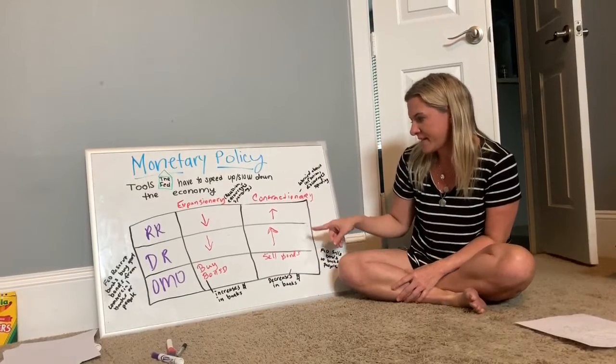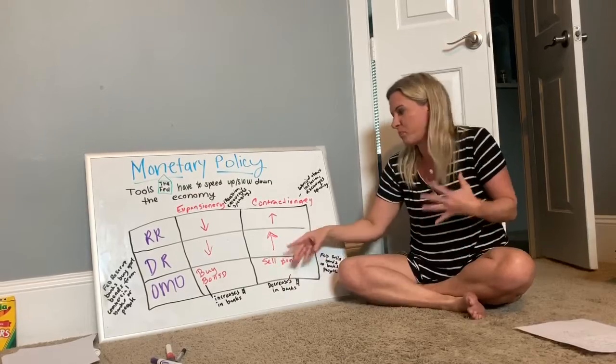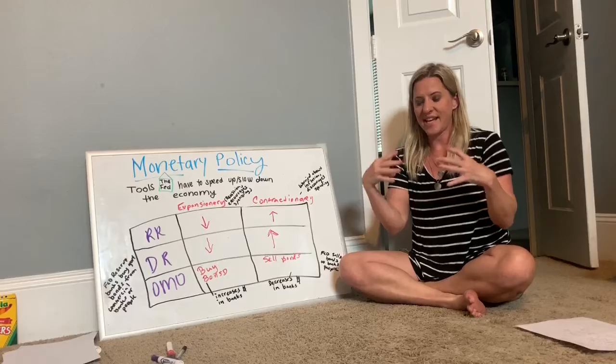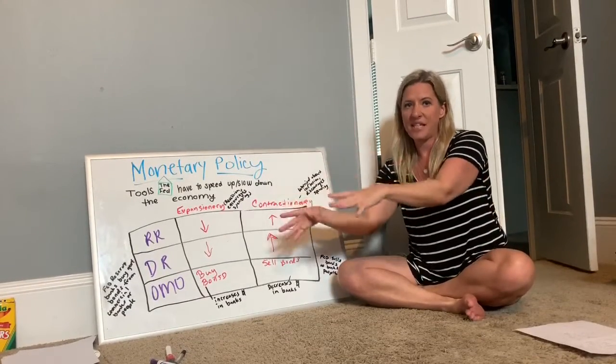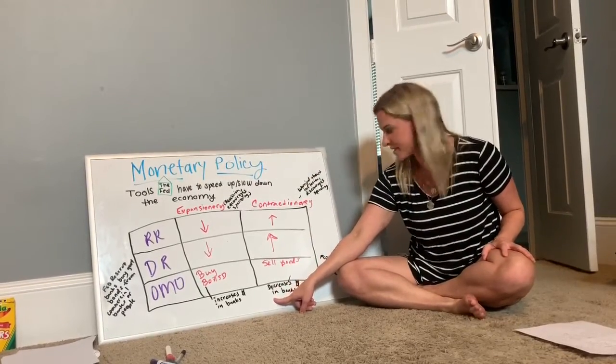So the opposite, when they want to slow us down, they sell bonds. They want to get you and I to buy a bond, so they sell it to us so that we take that money and give it to them, and we're not using it instead to buy TVs and houses and cars. This will decrease the amount of money in banks.